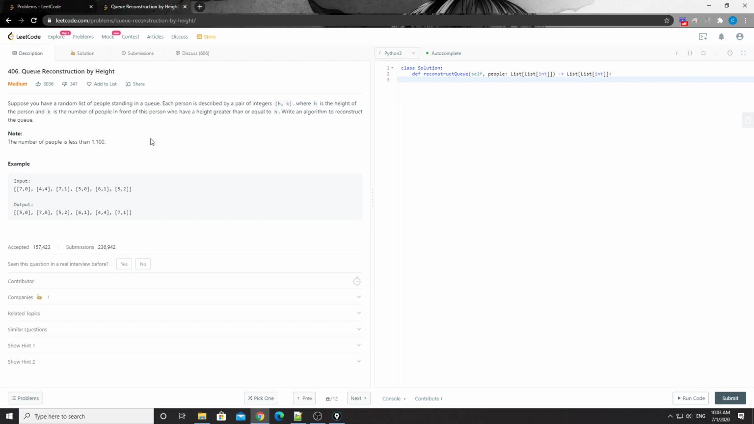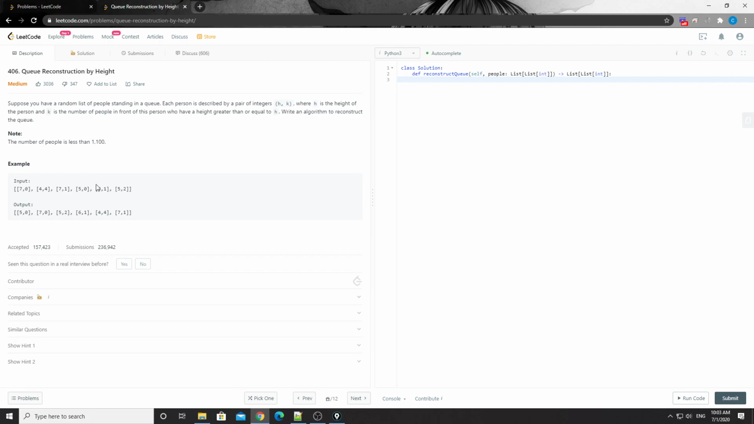So what does this problem mean? Okay, let's take a look. So what is the front? For example, you're given an array like this. Each element of the array represents a person, and the first one is the height, and the second one is the number of people in front of him who are higher than him. What does front mean?